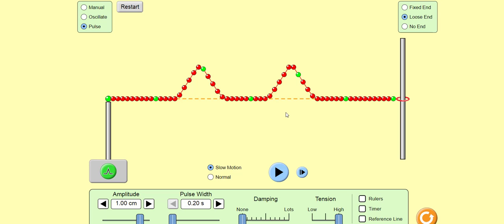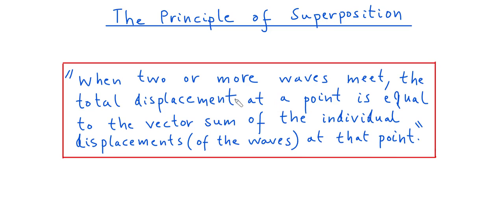So let's try to better understand what's going on by first discussing the principle of superposition, which fundamentally explains everything that we see here. The principle of superposition states that when two or more waves meet, the total displacement at a point is equal to the vector sum of the individual displacements of the waves at that point. So let's unravel this and see what this means in the context of the example we've just been looking at.